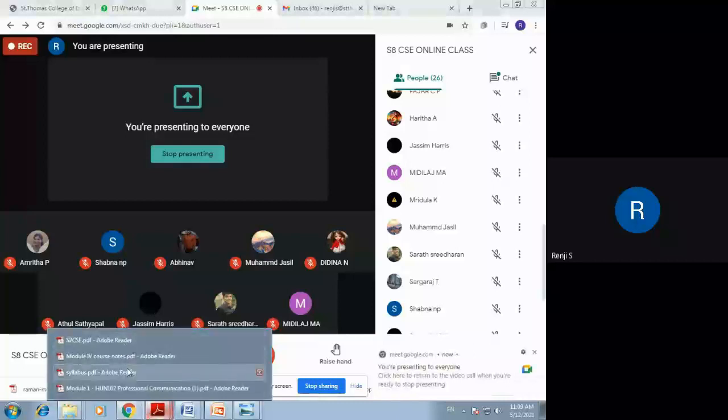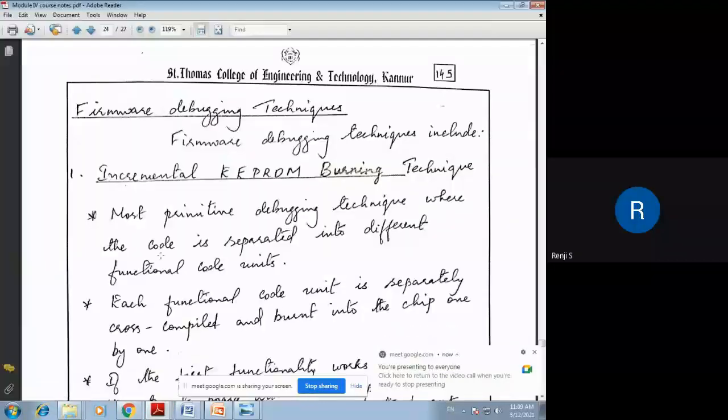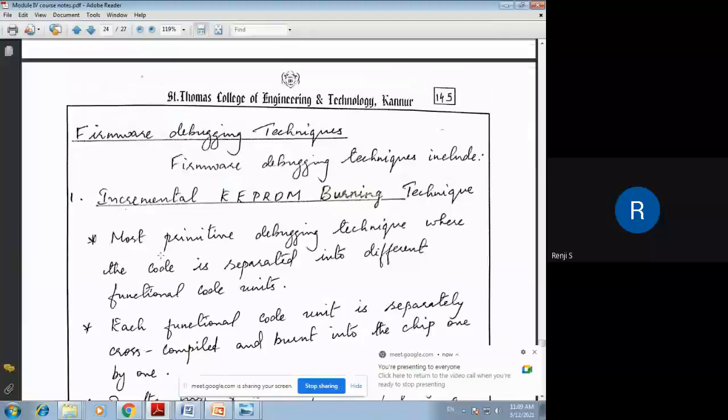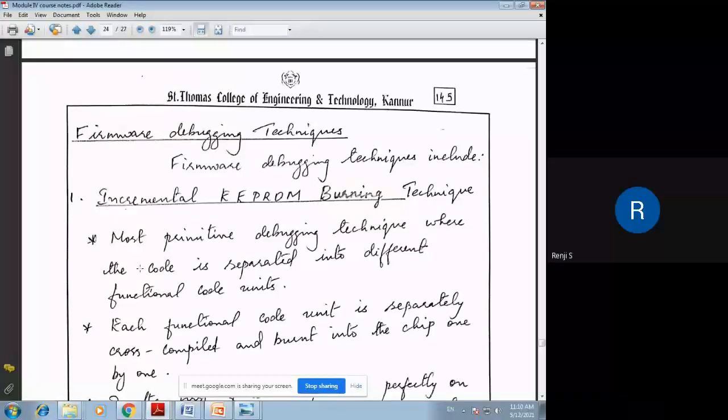Now we are going to the different debugging techniques. Debugging techniques differ for hardware and firmware. For firmware, we have firmware debugging techniques, and for hardware, we have hardware debugging techniques. We are going to discuss the techniques available for firmware first, and after that, the techniques available for hardware. So, first, firmware debugging techniques.